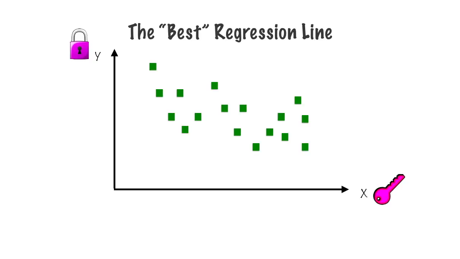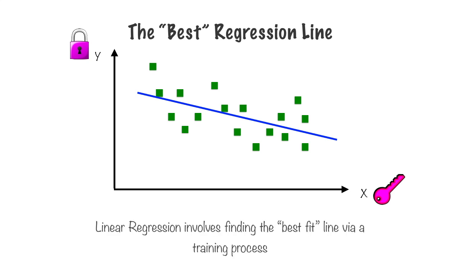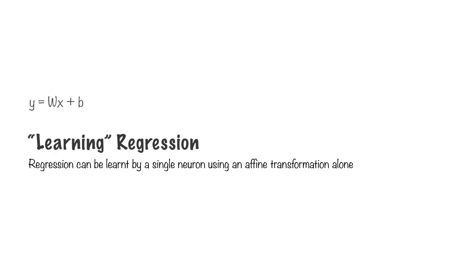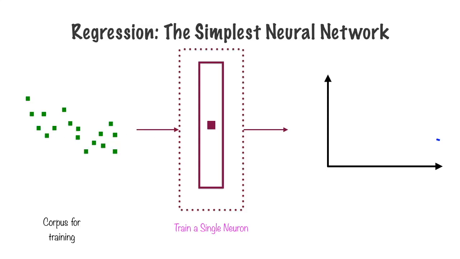The objective of the linear regression machine learning model is to find the best fit line via an entire training process, the line that best represents the underlying training data. We've already seen that linear regression can be learned by a neural network which comprises exactly one neuron. This neuron just has the affine transformation, no activation function. The activation function is simply the identity function.